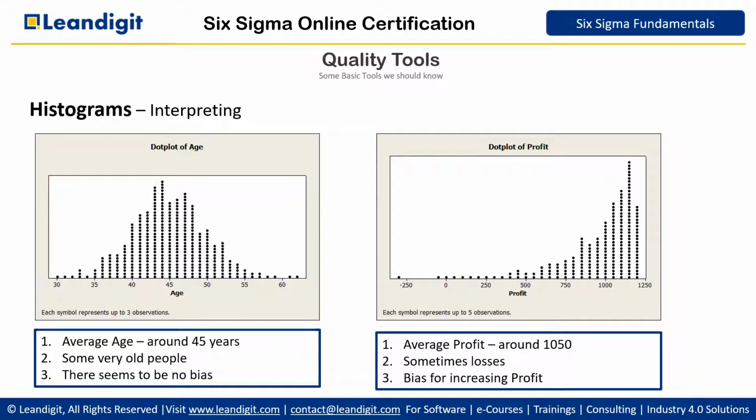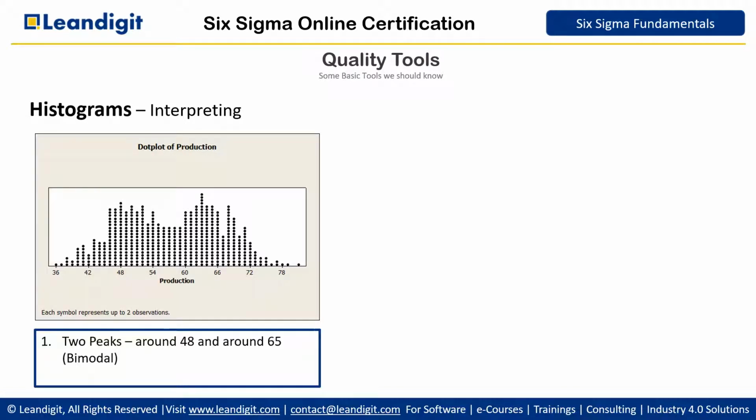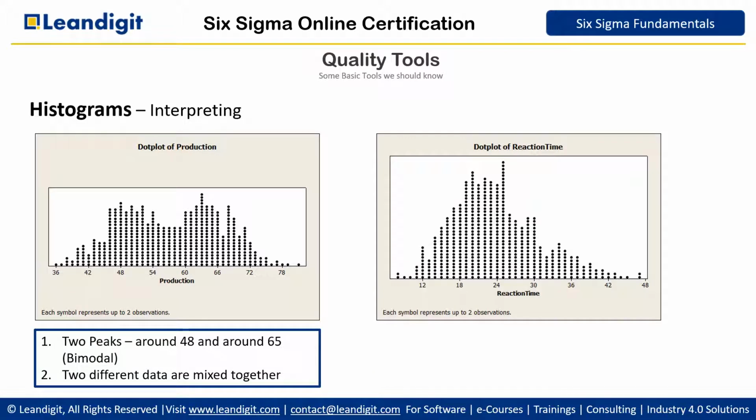We can see the data is skewed on the left side, so the entire data is coming on the right side, and this clearly indicates that there is a clear directive of increasing profits, which should be the case. In this case, we can see two peaks, and when we see two peaks, likely the data is mixed and we have two means, 48 and 65. Such data which has multiple peaks is called bi-modal data. And if there are more than two peaks, we call it multimodal data.